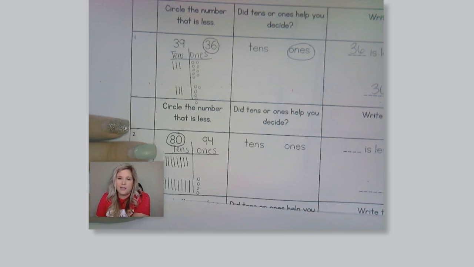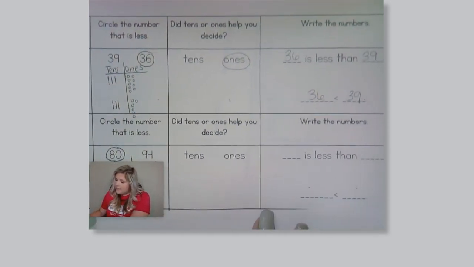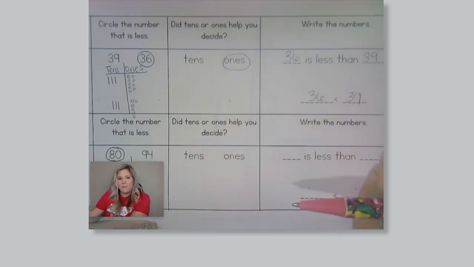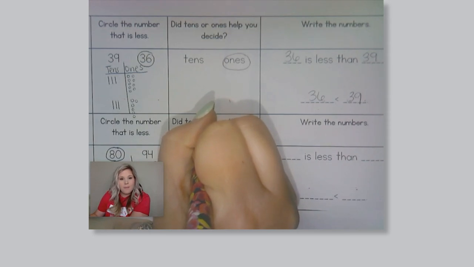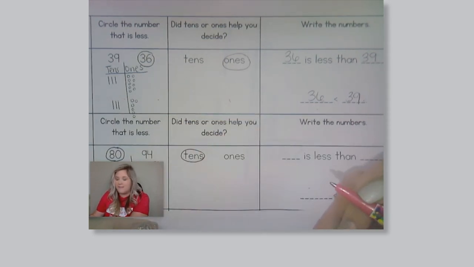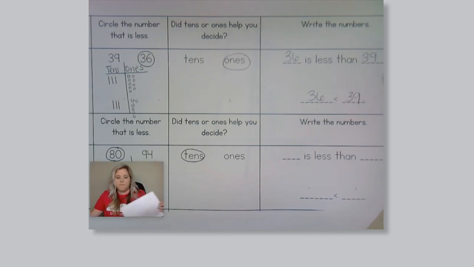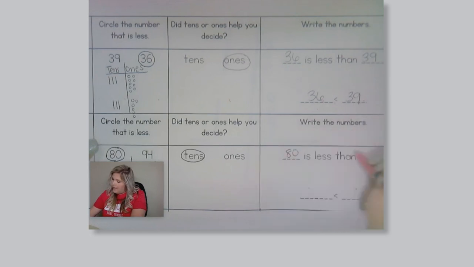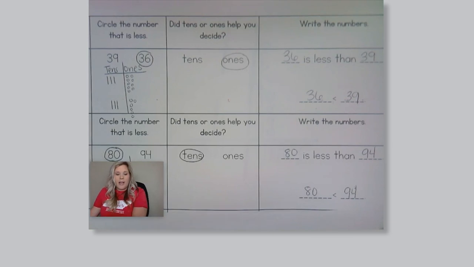Now that we know which number is less, let's go ahead and complete the rest of the chart. Did tens or ones help us decide? Tens. Because the tens place were not the same, we can compare the tens. Now we need to write the numbers to complete the number sentence. 80 is less than 94. And then I'm going to do the number sentence using the symbol. 80 is less than 94. Fantastic job.